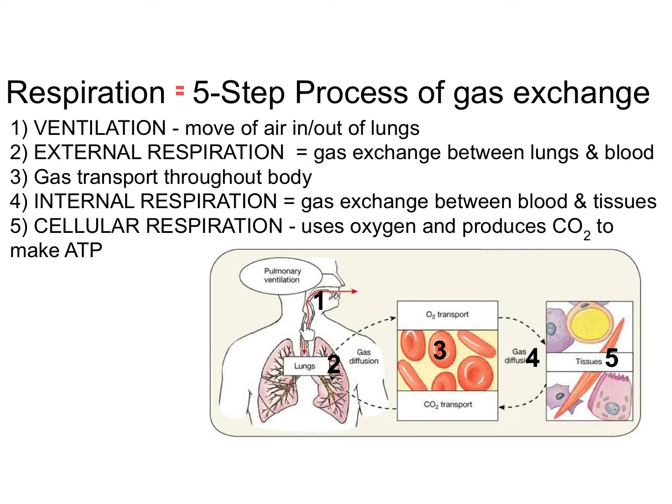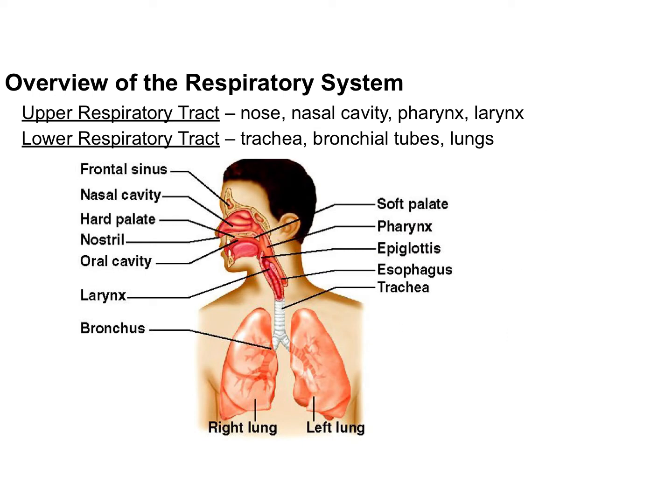Ventilation, bringing air into the lungs. Second, external respiration, where gas is exchanged between the lungs and the blood. Step 3, you can see where the gas is moving throughout the body and then gets to the tissues for step 4, internal respiration, where oxygen is dropped off and carbon dioxide is picked up, and then that oxygen stays in the cells at the tissues to make ATP by cellular respiration. So that was the basic physiology.